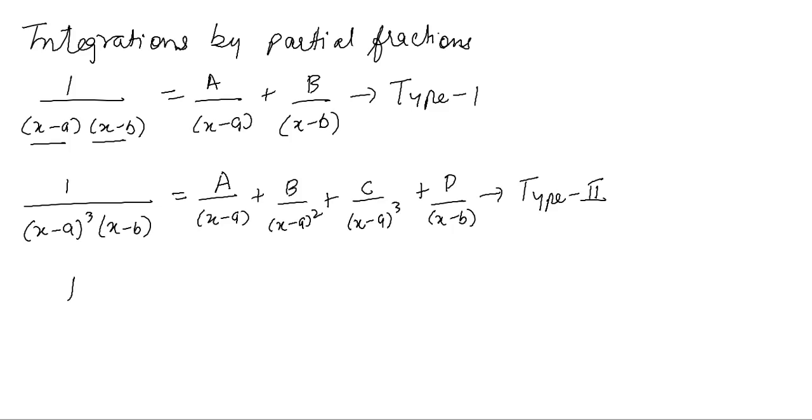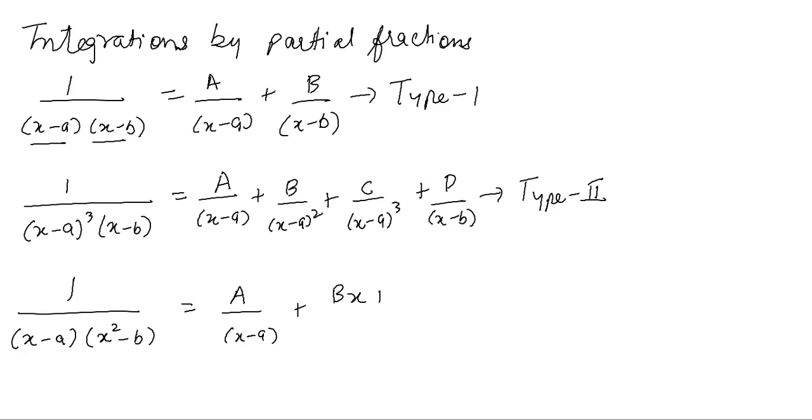And the third type is where you have your denominator as a combination of linear and quadratic terms. Then we will write a upon x minus a plus bx plus c upon x square minus b. So for the numerator of the term having quadratic, you will take one x and then a constant. This is your type 3.